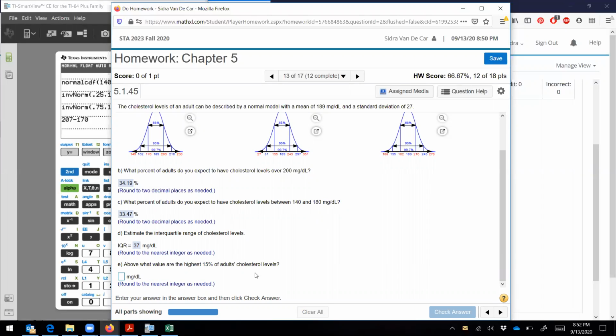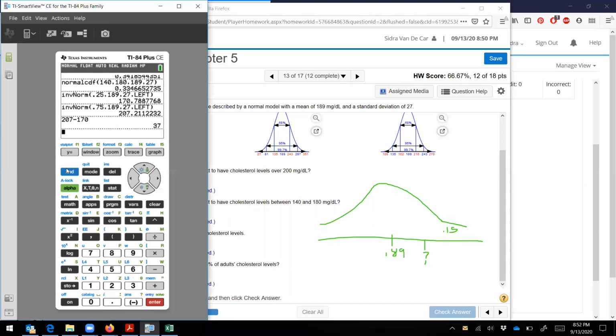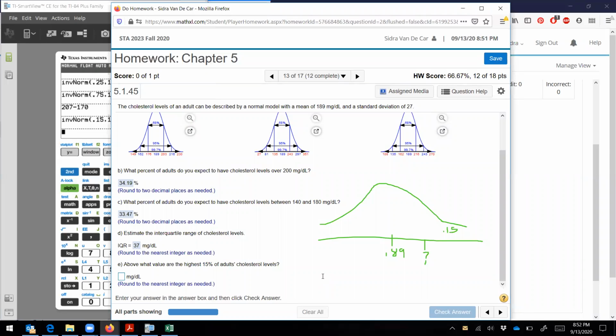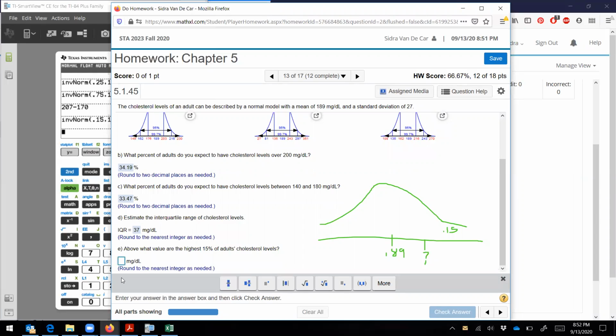Above what value are the highest 15% of adult cholesterol levels? So I want to know if my mean is 189, what number is here so that 0.15 is over here? So we're going to go second distribution, inverse norm, 0.15, 189, 27, and it's on the right. 216.98. So nearest integer would be 217.